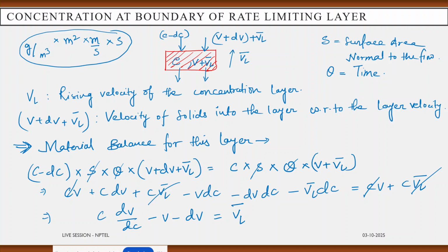Now in this equation you will see that the term dV is there. This change in velocity is approximately 0, we are assuming. So ultimately we have this expression as minus V.